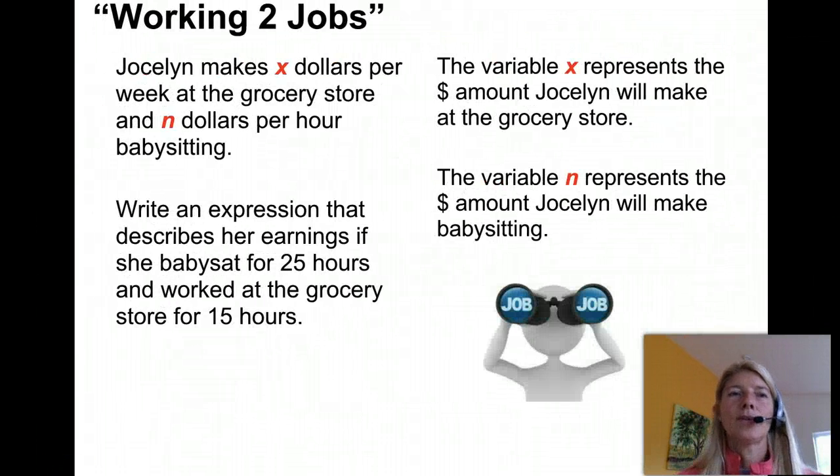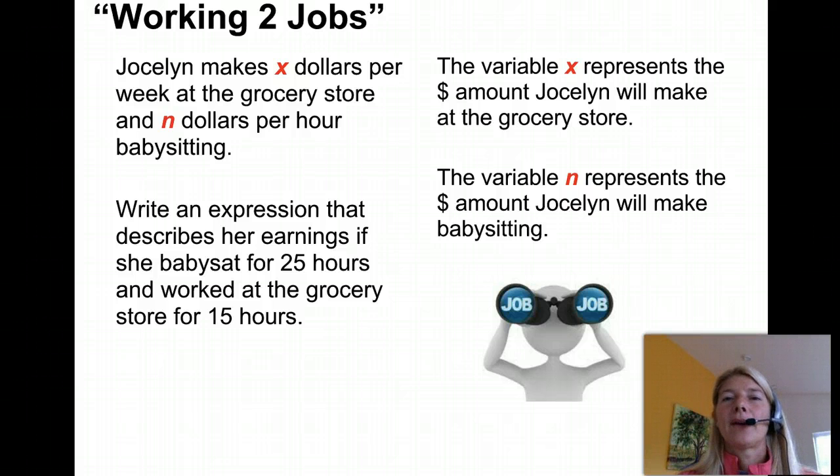In our first example, we have Jocelyn, and she makes X dollars per week at the grocery store. So right there you see a per. We know right away that X is going to be paired with some number. And she makes N dollars per hour babysitting. Again, that's another per. So both those are going to be multiplied by something. We want to write an expression that describes her earnings if she babysat for 25 hours and worked at the grocery store for 15 hours.